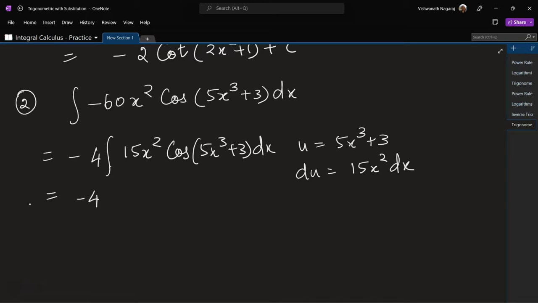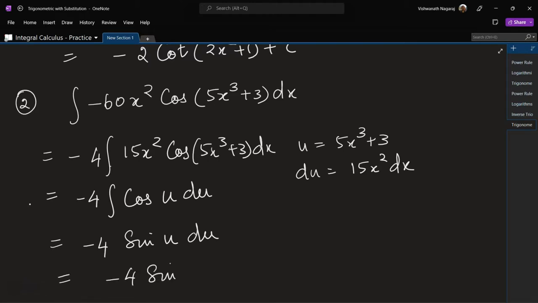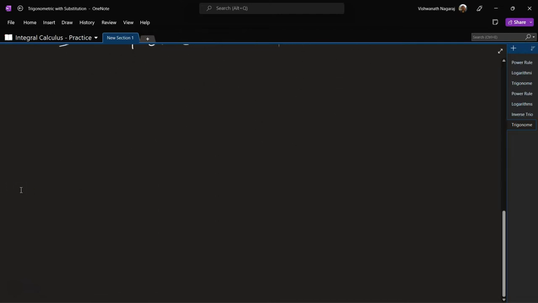So this becomes minus 4 cos u du. If we integrate cos u, we get sine u. So reverse substitution: sine u is sine of 5x cubed plus 3 plus c. Okay, let's look at the third one.